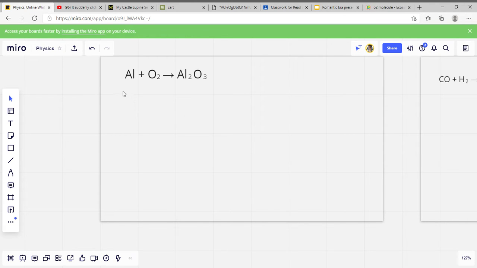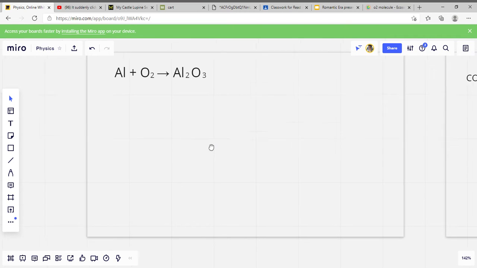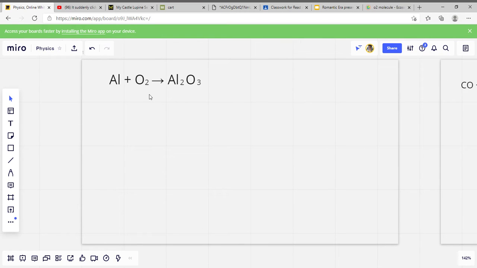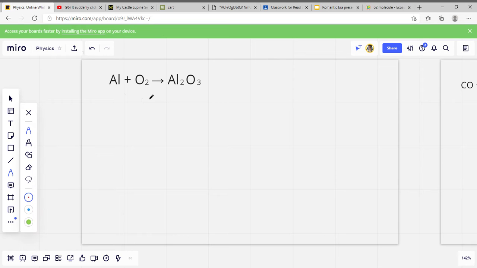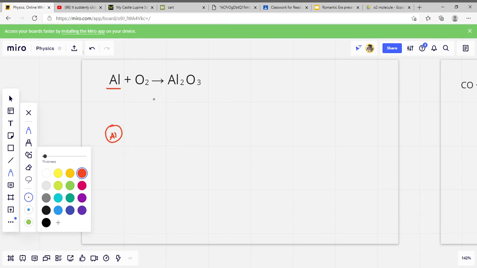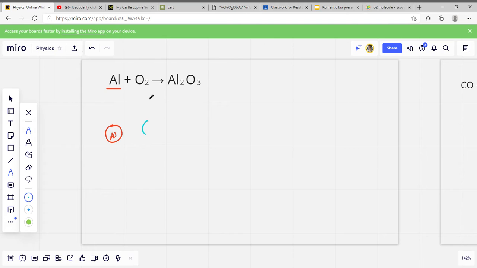Alright, so on this first one, we're starting out with aluminum and O2, which is just two molecules of oxygen joined together with a chemical bond. For our aluminum, we're going to use orange, and it looks like this. So we've got one atom of aluminum, and then for our O2 molecule, use blue, we have two oxygen atoms joined together to make O2. This is one thing, this is a separate thing.